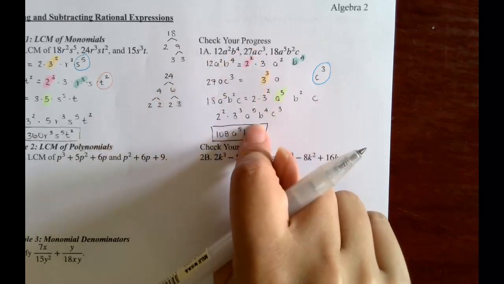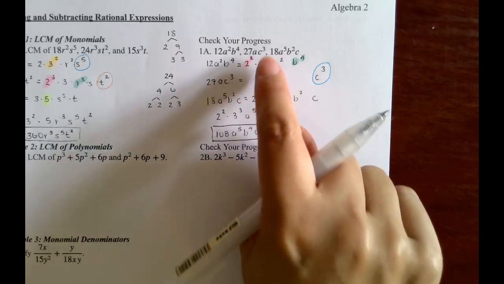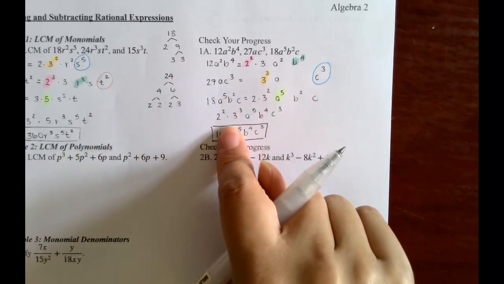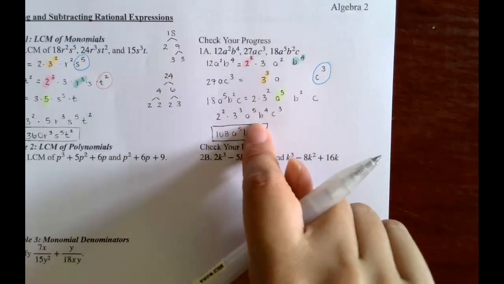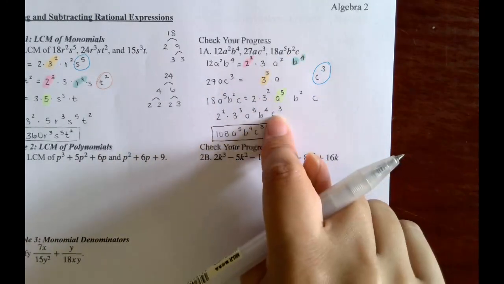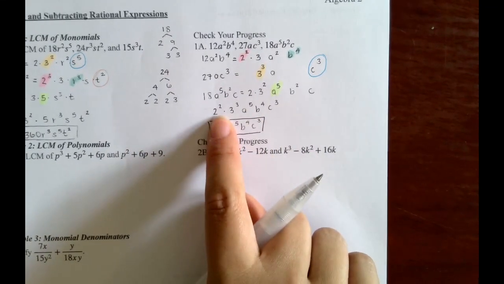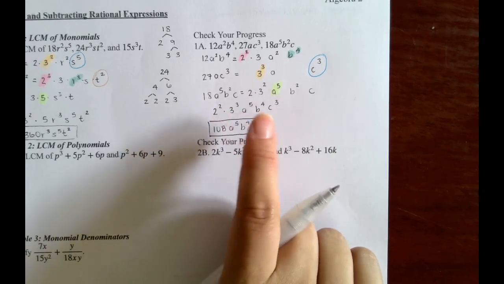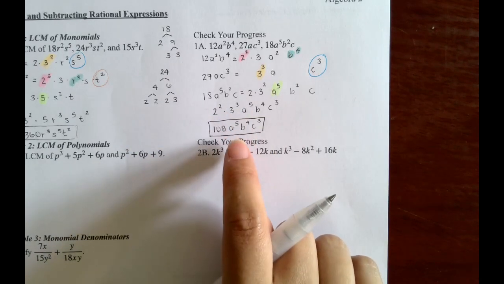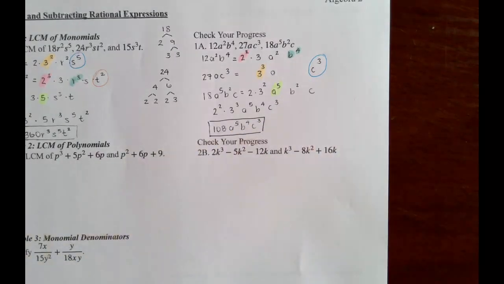Then looking at each of the factors. Of the 2's, 2 squared is the biggest. Of the 3's, 3 cubed is the biggest. Then a to the fifth, b to the fourth, and c cubed. And I just multiplied them all together. 2 squared is 4. 3 cubed is 27. So 4 times 27 gave me the 108. And then a to the fifth, b to the fourth, c cubed.